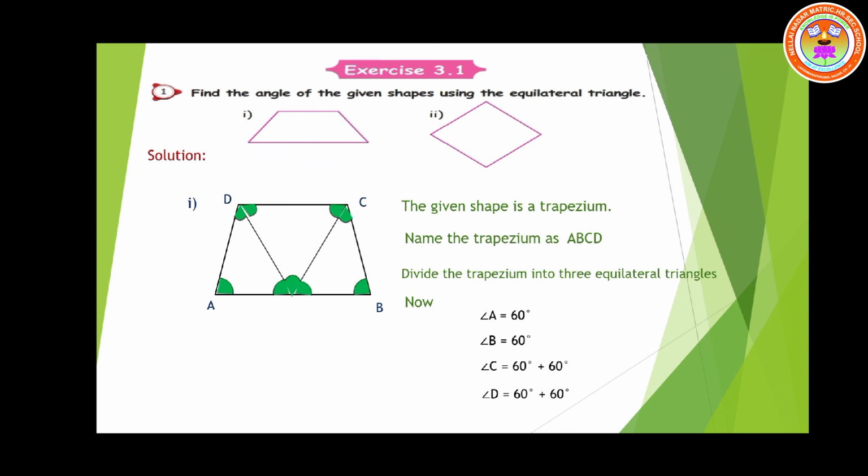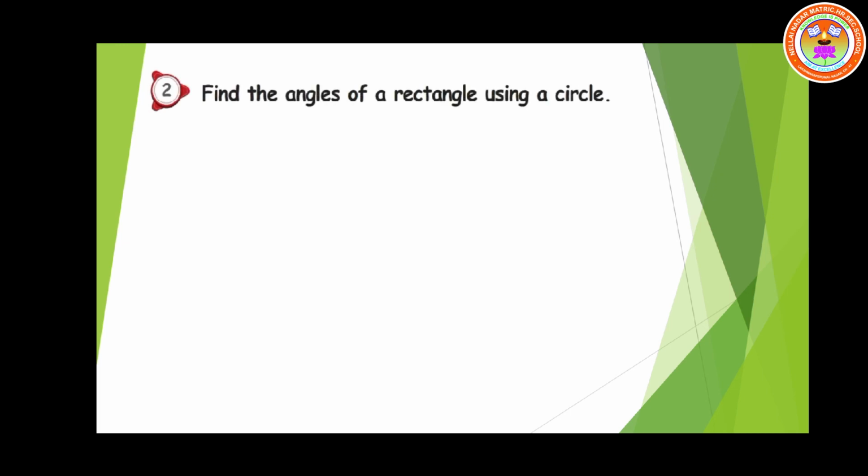So like this you can find the angles in the given shape. We'll do it in the notes for the second sum. Next, we'll move on to question number 2. Find the angles of a rectangle using a circle. So, we are going to use a circle to find the angles in a rectangle.